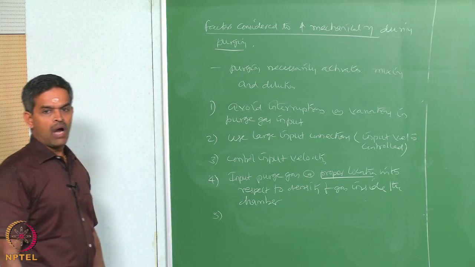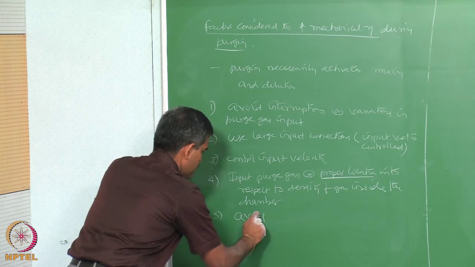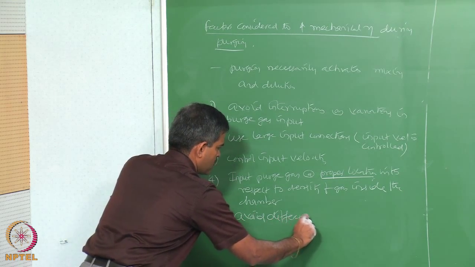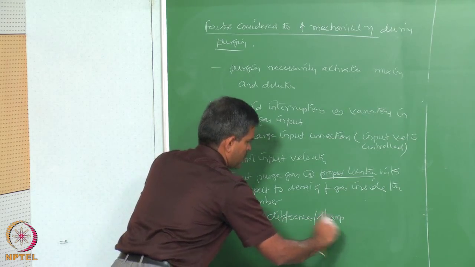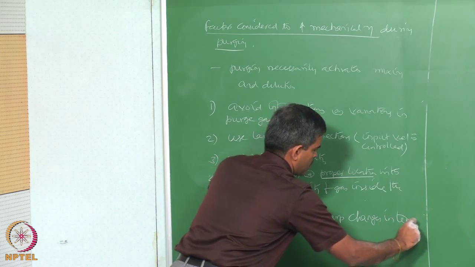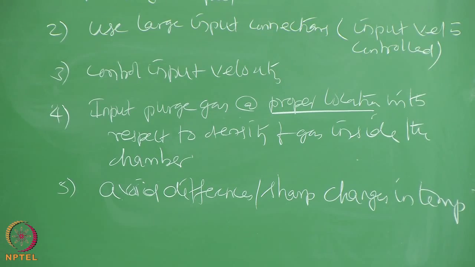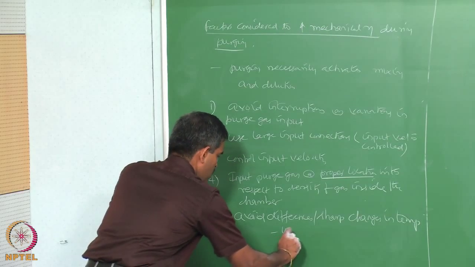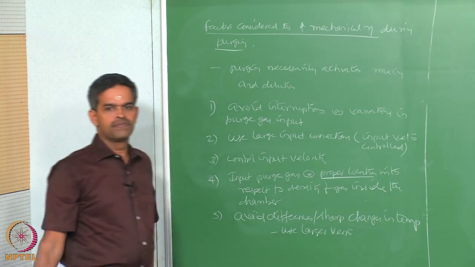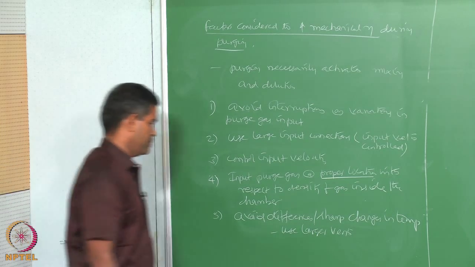Other idea could be avoid differences and sharp changes in temperature, so that thermal currents can be avoided. How can this be achieved? Use larger vents, so that ready escape of displaced gas is possible.